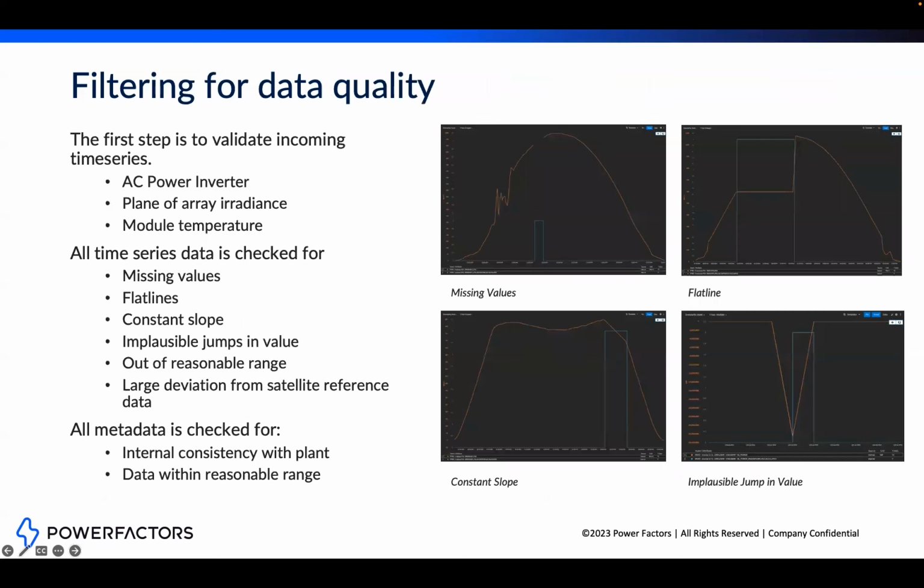So filters check for issues like missing data, flat lines, constant slope, implausible jumps of data, and data outside a reasonable range. Data is also always checked against a satellite reference. So metadata required for the calculation is also verified to be within a reasonable range.